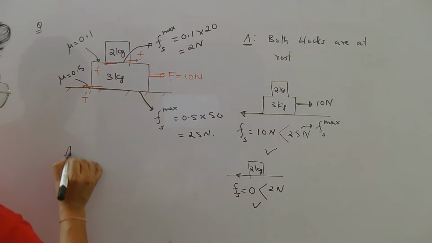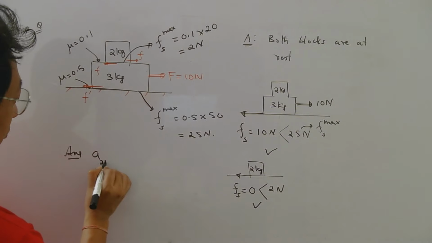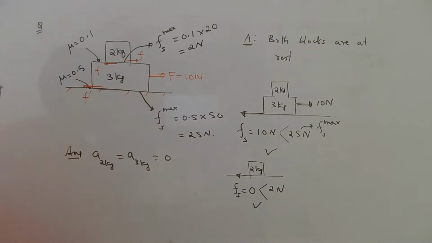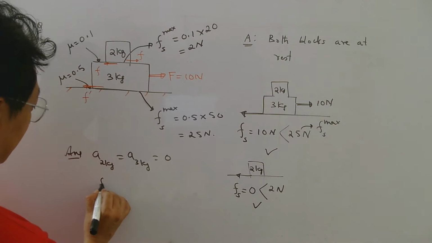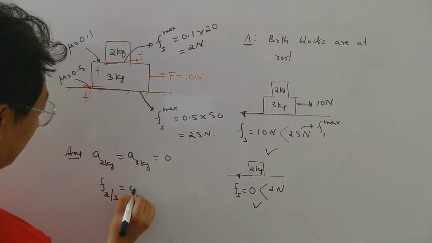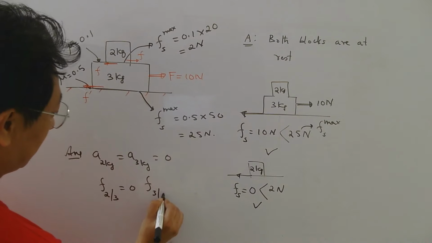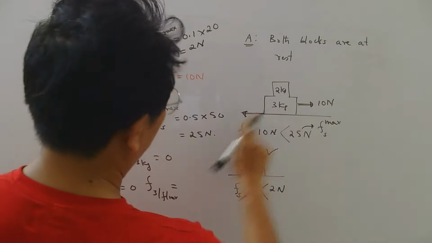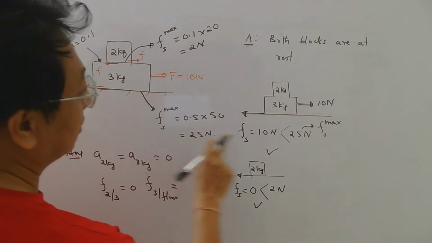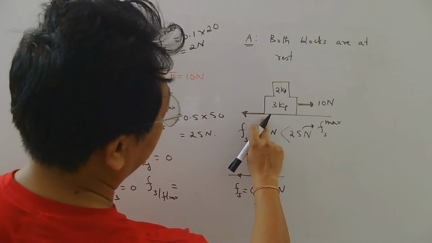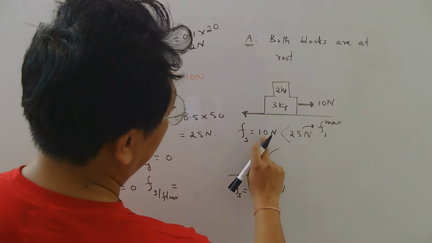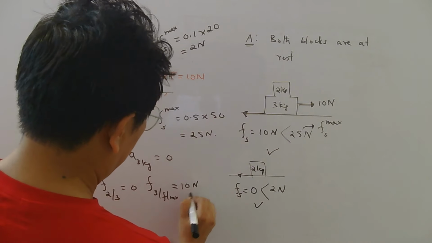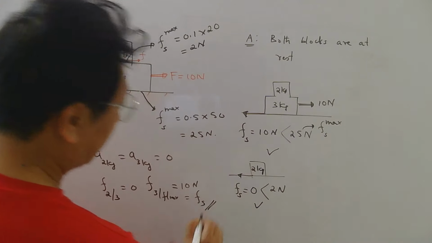So the answer of this question is acceleration of 2 kg and 3 kg block both is 0, and friction between 2 and 3 is 0. Friction between 3 and floor is how much was needed to keep the, don't say this, this is the maximum value. So the friction actually acting between 3 kg and floor is 10 Newton, which is needed to keep this at rest. And it is static. Correct?